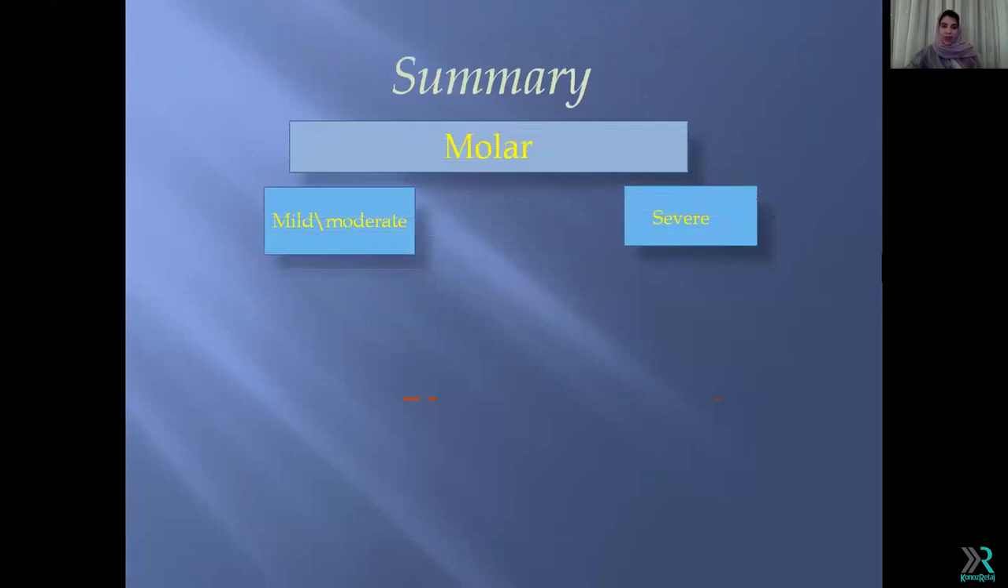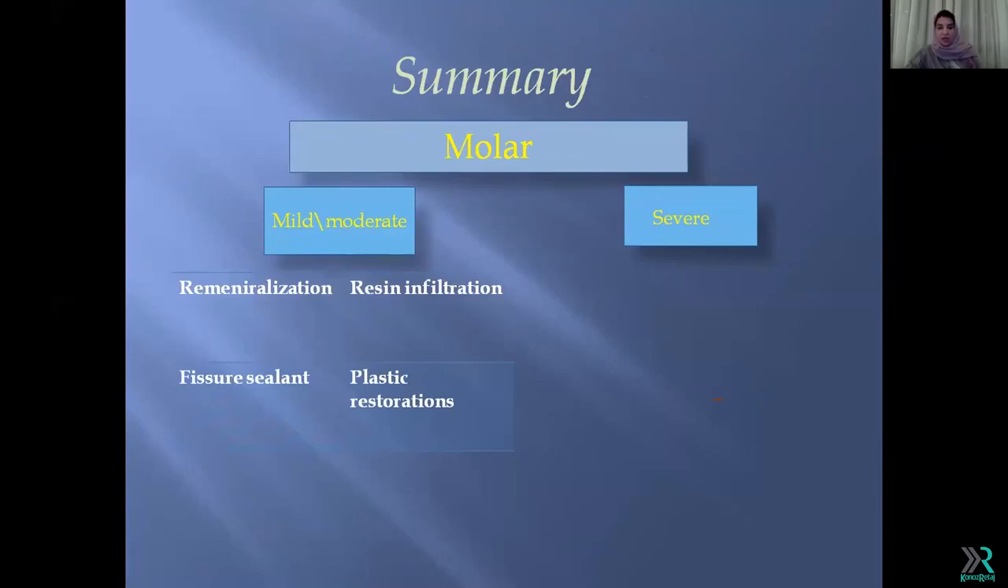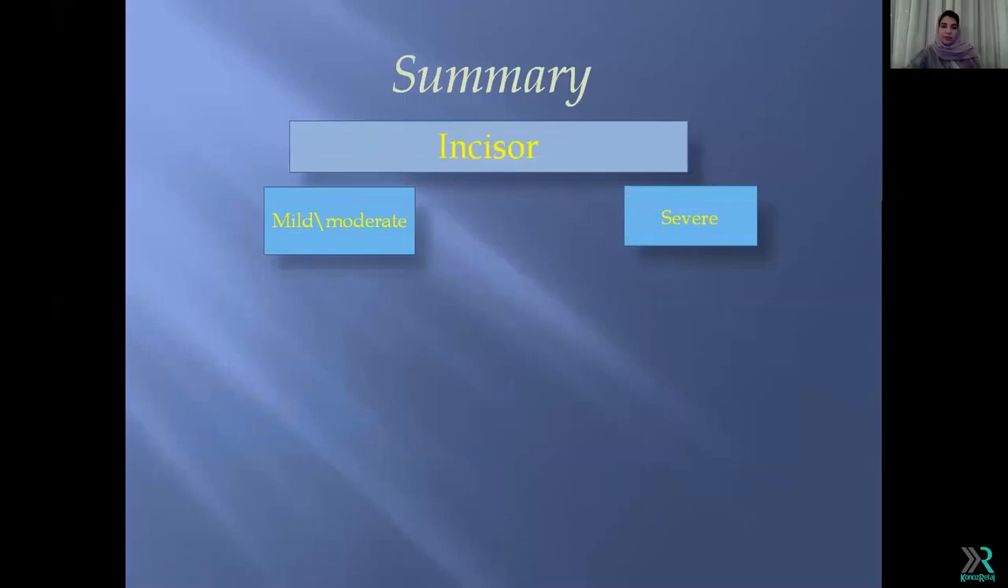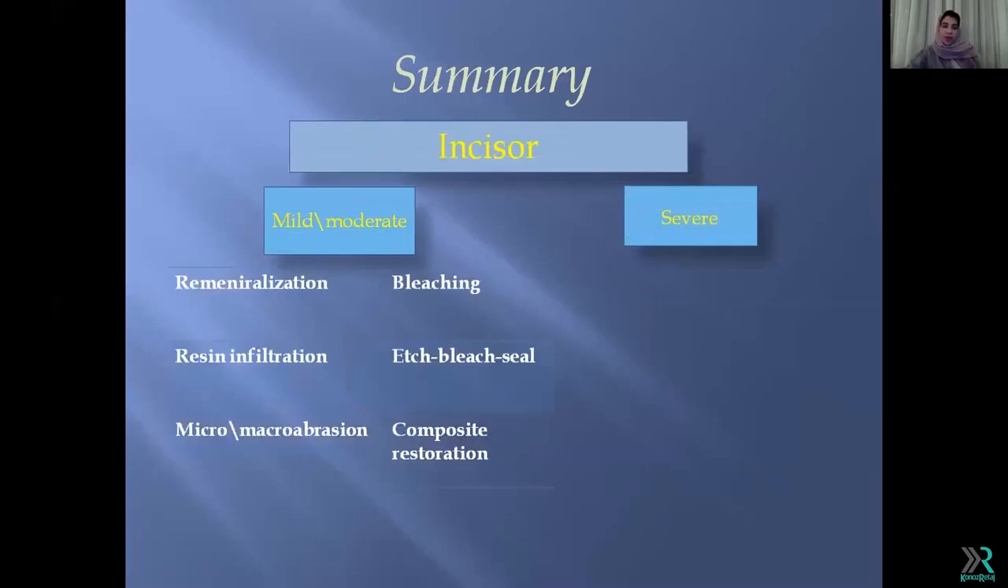In summary, for mild and moderate hypomineralized molars: remineralization, fissure sealant, resin infiltration, or plastic restoration, starting from glass ionomer, resin modified glass ionomer, or composite restoration. For the severe form, we can use indirect restoration in the form of extracoronal, partial, or full coverage restoration, or extraction. And for the incisor, if it shows mild or moderate hypomineralization: remineralization, resin infiltration, micro or macro abrasion, bleaching, etch, bleach, seal, and composite restoration. For the severe, indirect restoration or composite veneers.